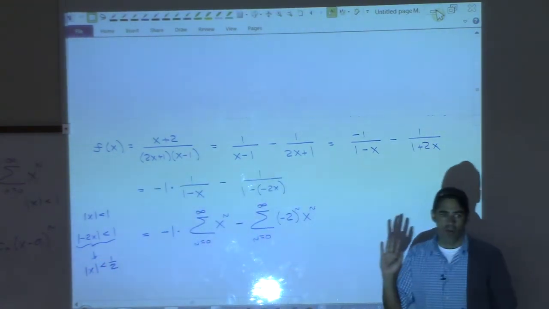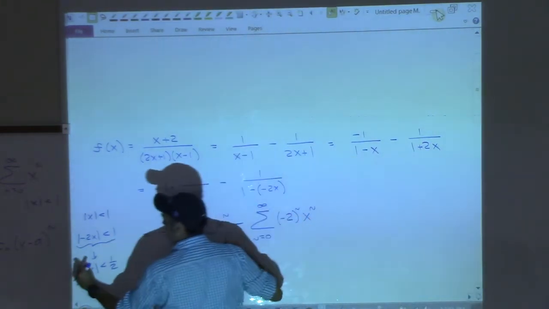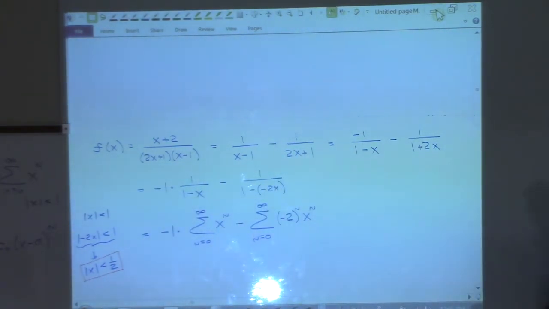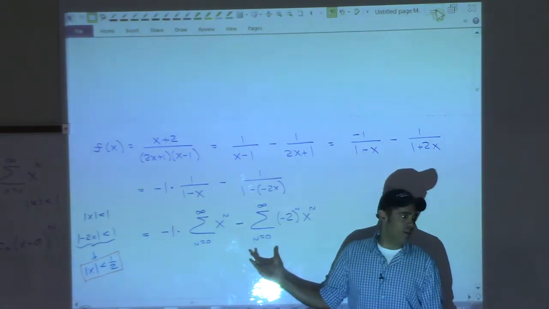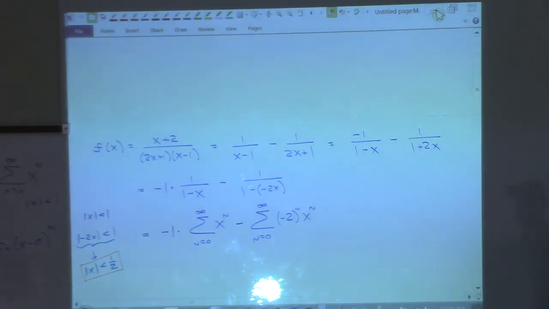So what's going to be our restriction then? 1/2, because it's got to be working for both. So this is only valid on the smaller of the two intervals, all right? I think we have rewritten this as a power series. No, we haven't. It's 2 power series. We need it as 1 power series. So what we're going to do is try and put these two together.